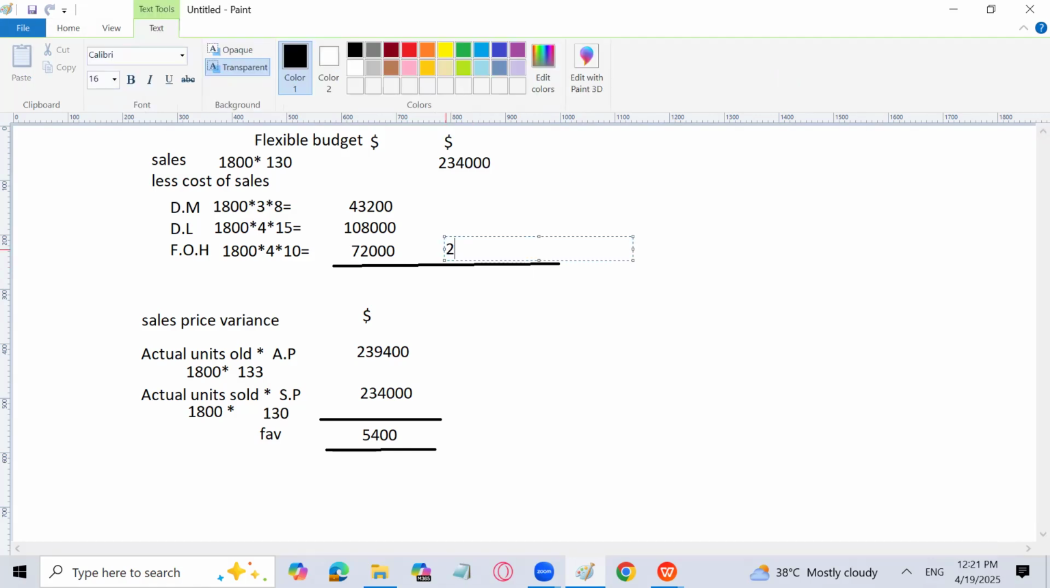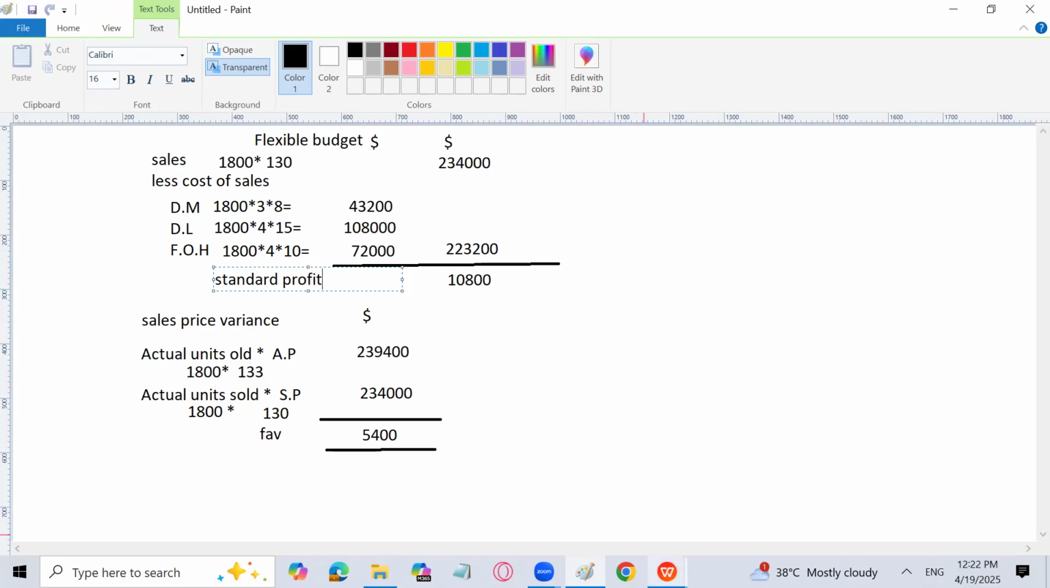I will write here 223,200. Okay. Now the profit is going to be 234,000 minus 223,200. So the standard profit we are going to have is 10,800. I will write here the standard profit, or flexible profit, you can say, whatever you want to go for. So this is the requirement. We are done with that.